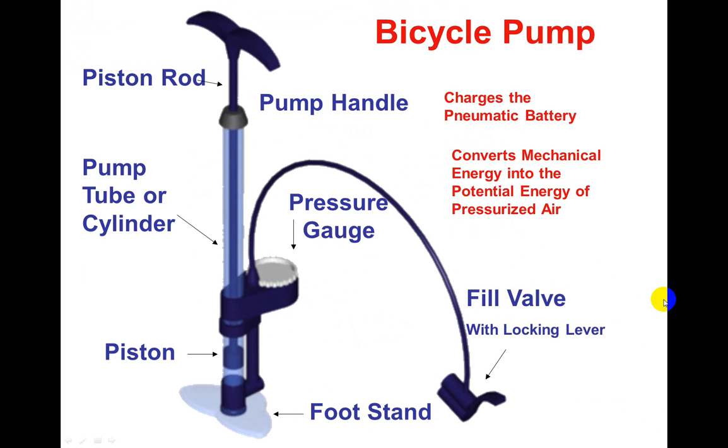Now here is an example of something that you've actually seen and probably used. I guess go through what they are first. We've got the piston rod, the pump handle, the pump tube or cylinder, the pressure gauge, the piston inside here, and then the foot stand, and the fill valve with a locking lever.